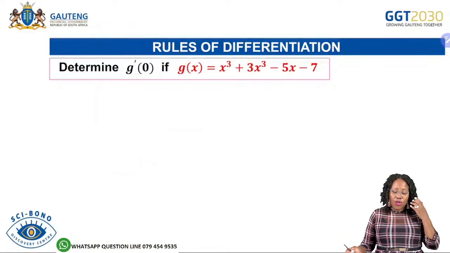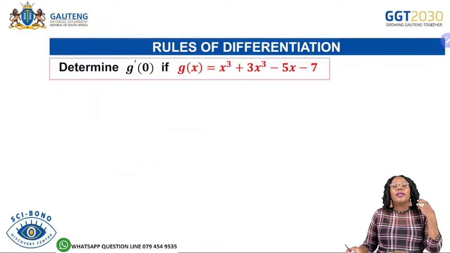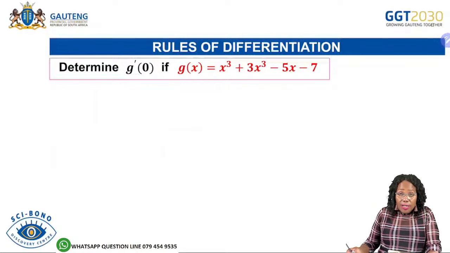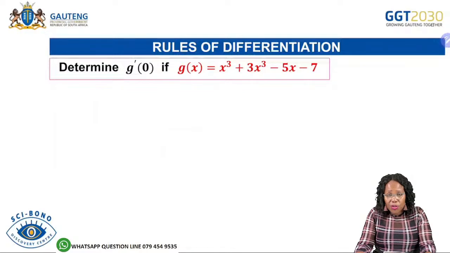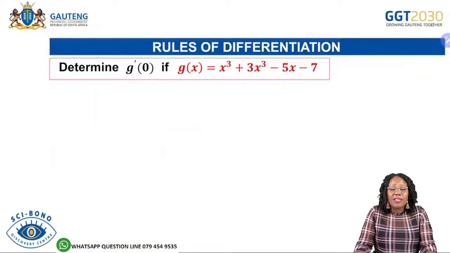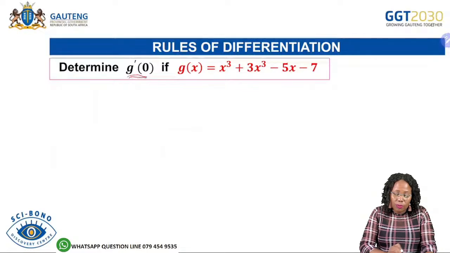The next question, we are determining the derivative of g now. The function is the g function, no more f function. We've been talking f at x, f at x. In this case, we will be talking about g at x. But this is g at x where x is equal to 0. Right. Derive g and substitute x with a 0.